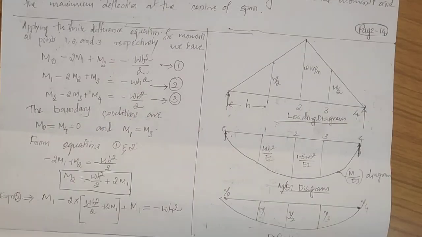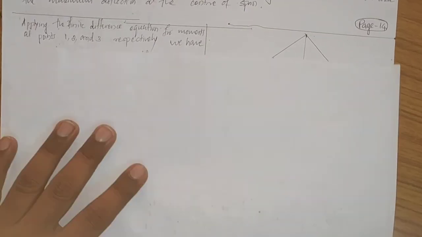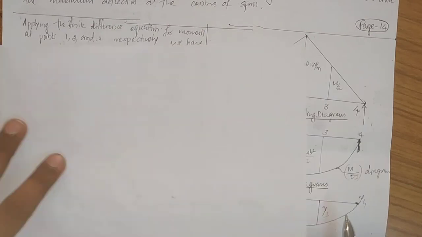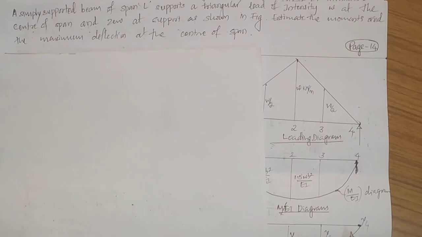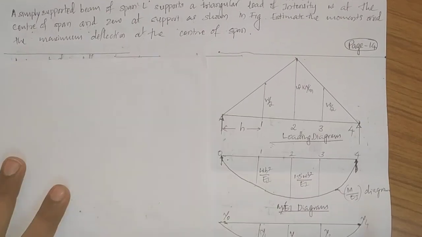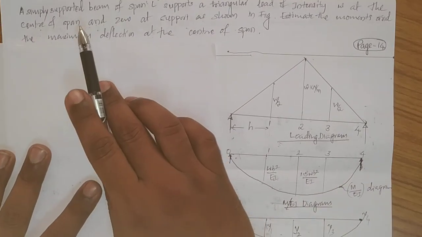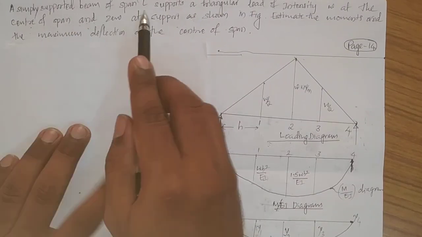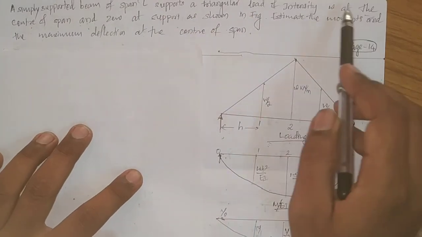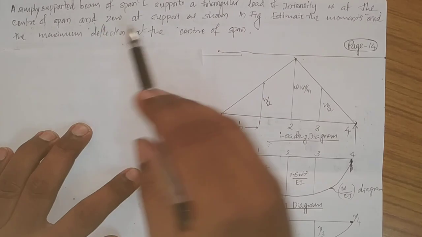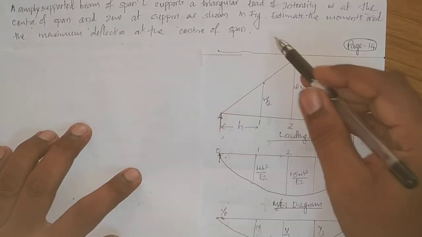That's nothing but a simply supported beam with UVL, a uniformly varying load. The problem goes like this: a simply supported beam of span L supports a triangular load of intensity W at the center of the span. This is W kilonewton per meter, and 0 at both the ends as shown in the figure.